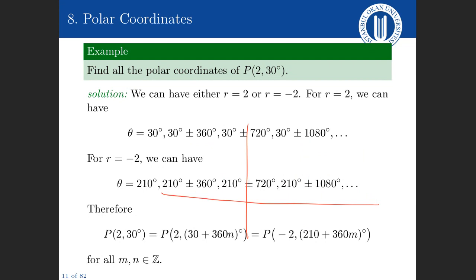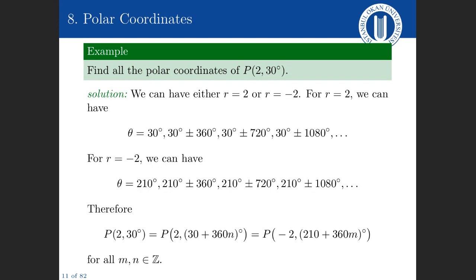Or what else could we do? How else could we measure this angle? Maybe we go around 2 times like this. Go around 2 times is 720 degrees, and then extra 30 degrees gives us 750 degrees, or 30 plus 720 degrees. Or we could go around the other way, 30 minus 720 degrees. Or we could go around 3 times, or 4 times, or 5 times. If r is equal to 2, theta could be any one of these angles.